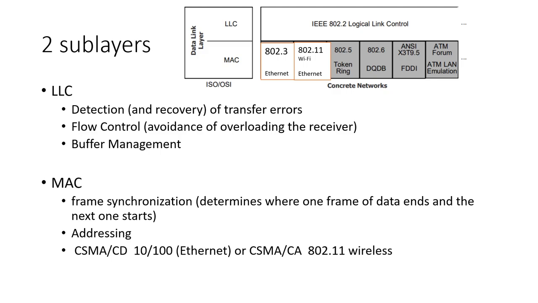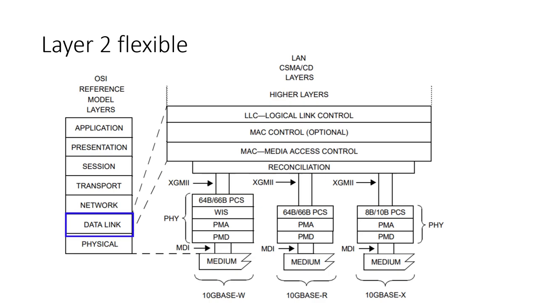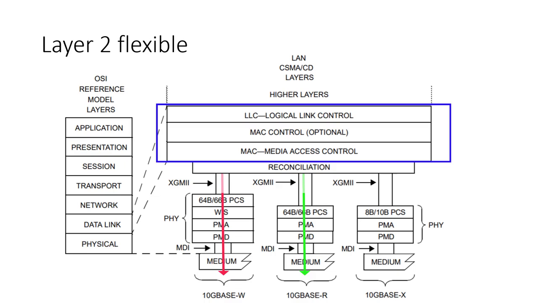If you study this diagram, you'll see that it focuses primarily at the data link layer. You can see the complexity there. This is a 10 gig connection that supports a variety of different types of media. And you can see the problem that a programmer would have if he didn't have some kind of abstraction from one layer to the other.